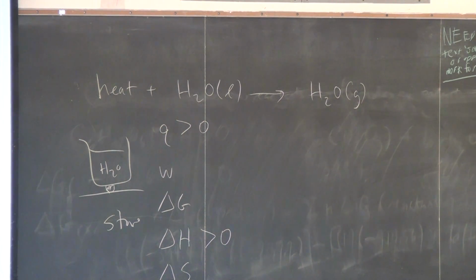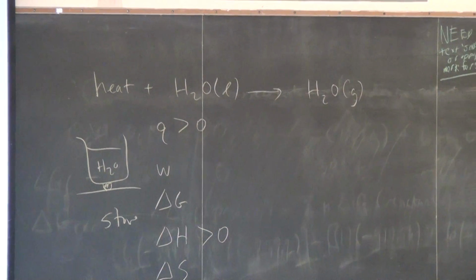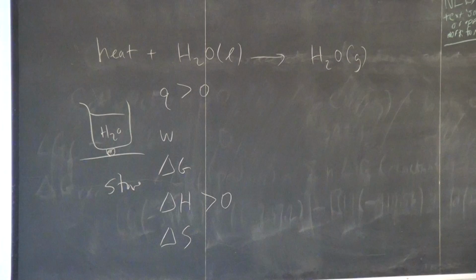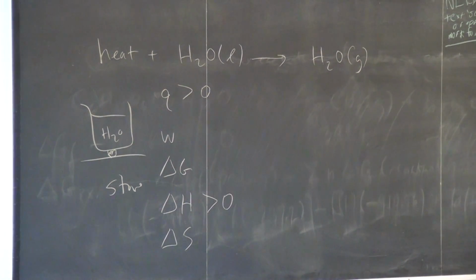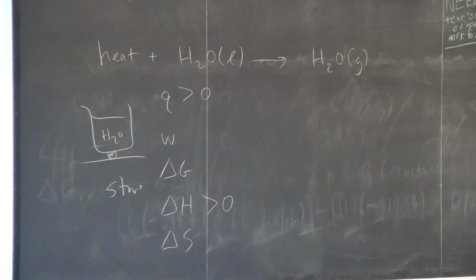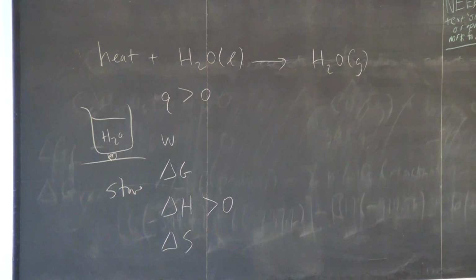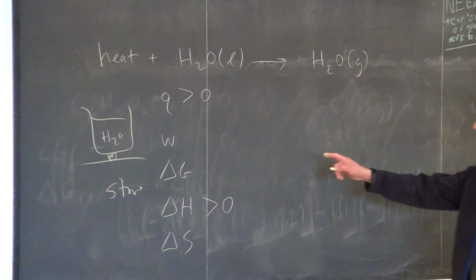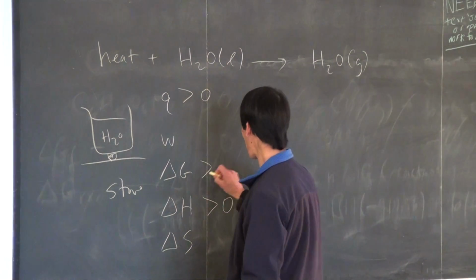Does water boil spontaneously? If you decrease the pressure... So is that spontaneous though? Not. Okay, so under normal temperature and pressure conditions, what's delta G going to be? Greater than 0. Yeah, since this reaction is not spontaneous, delta G is going to be greater than 0.